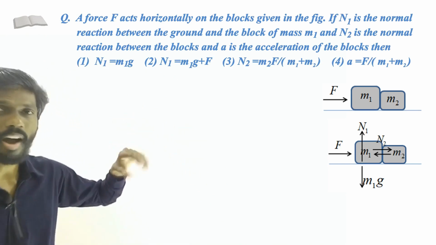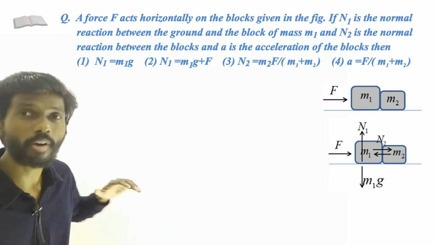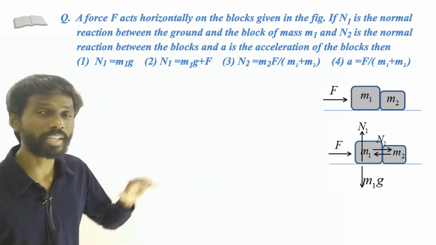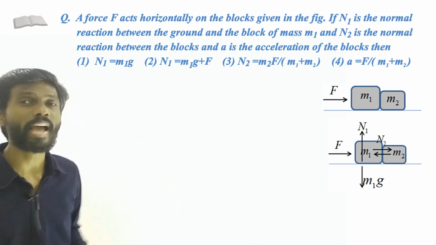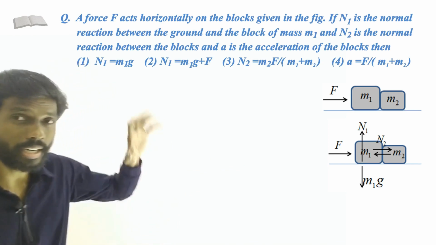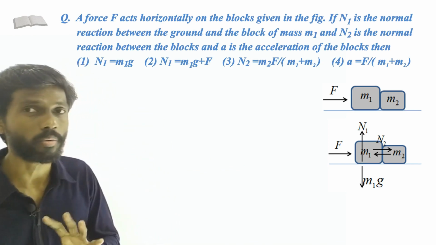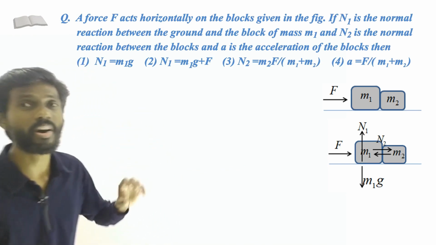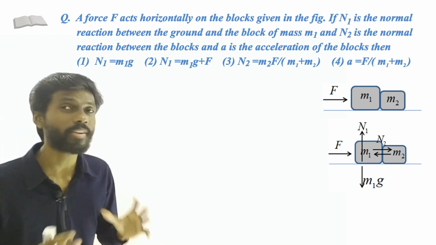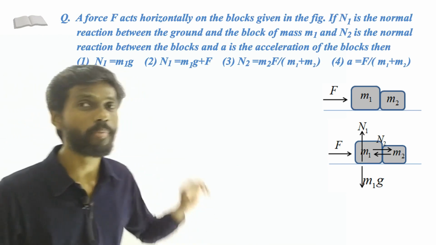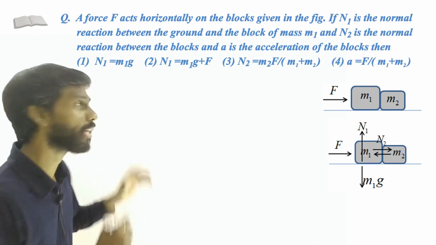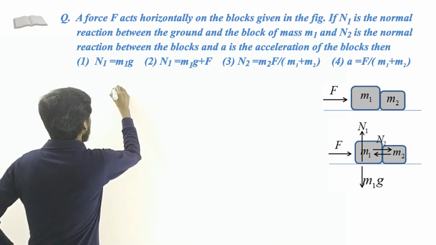See, the blocks M1 and M2 move only in the horizontal direction. That means they are in vertical equilibrium. So the total force acting on these blocks in the vertical direction is 0, because these blocks are in vertical equilibrium. So let us write all the forces acting on the block M1 in the vertical direction.